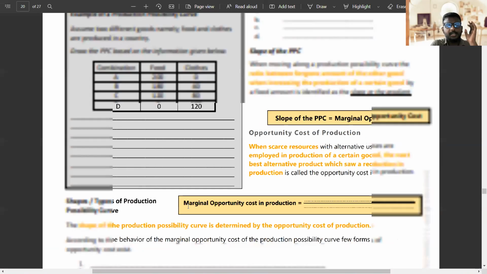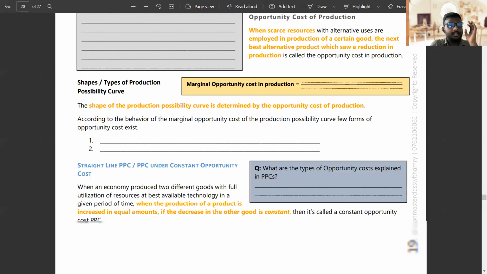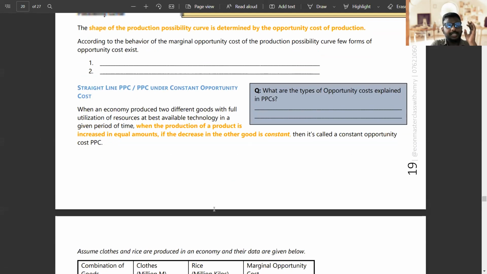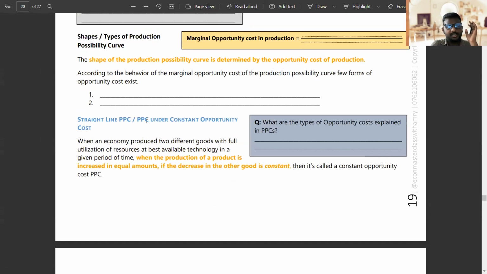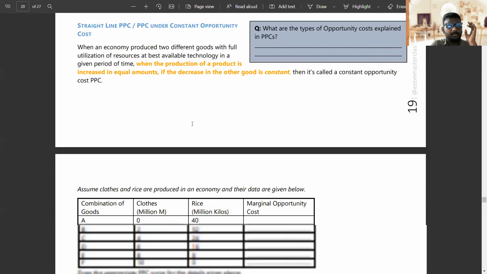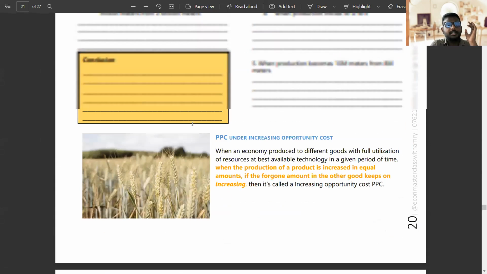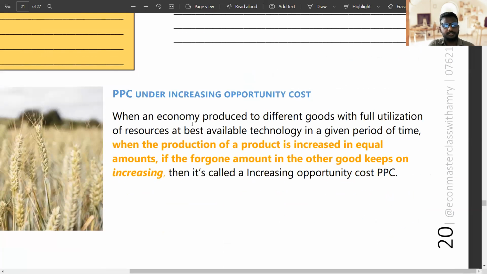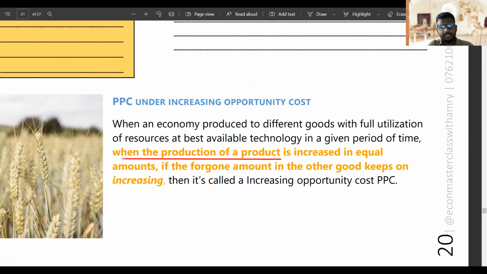So when you study the opportunity cost part or the shapes or types of PPC, you have one straight line PPC, or PPC under constant opportunity cost, and then you have PPC under increasing opportunity cost. So increasing opportunity cost means simple. When the production of a product is increased in equal amounts, if the foregone amount in the other good keeps on increasing, it's called increasing opportunity cost.